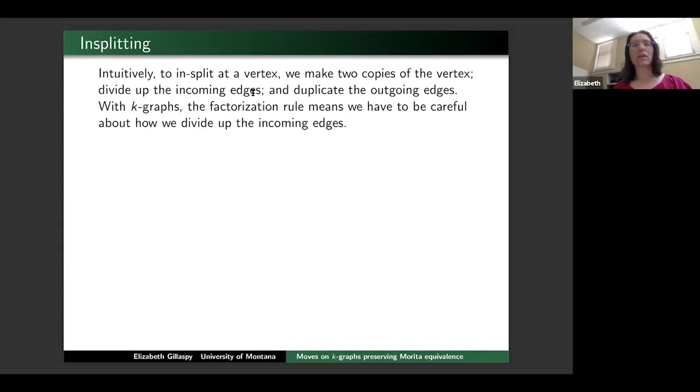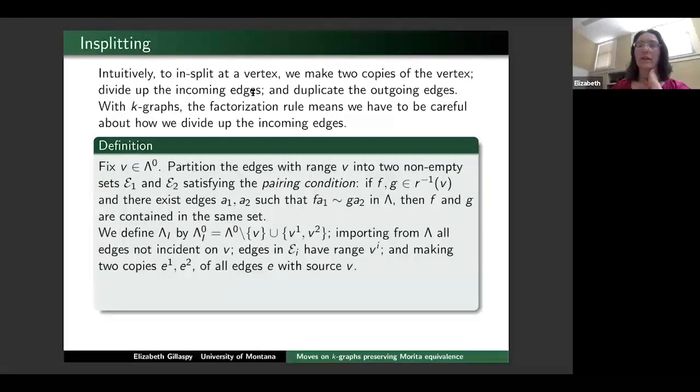With k-graphs, the factorization rule means that we have to be careful about how we divide up the incoming edges to make sure that the thing we get out at the end is still a k-graph, right? In order to be a k-graph, it's not enough to be just a directed graph with colors. You have to have a factorization rule that behaves nicely, that gives a well-defined 3-cube for any 3-color path. So the way we do that is we have this pairing condition. If you've got two edges with range v, and they both live on the same equivalence square.